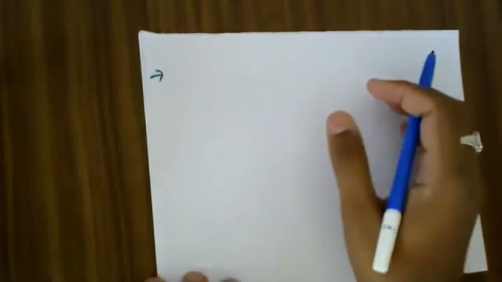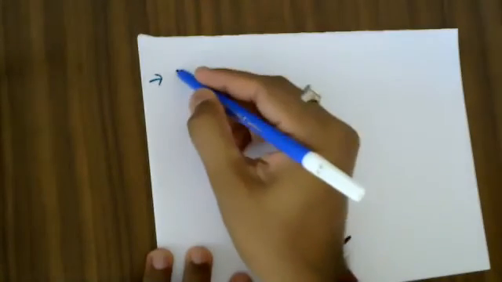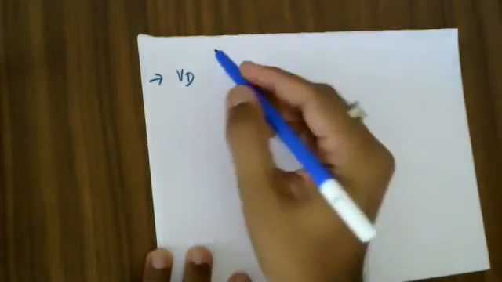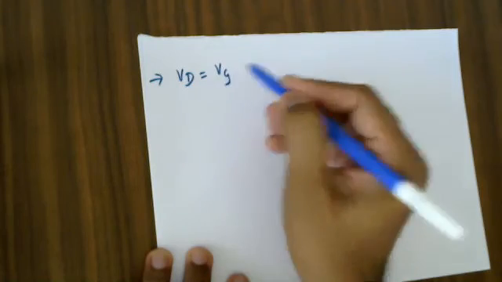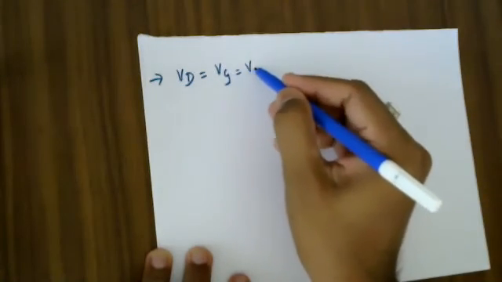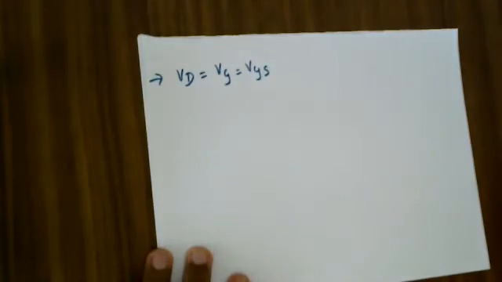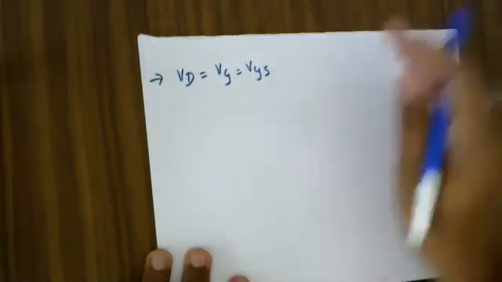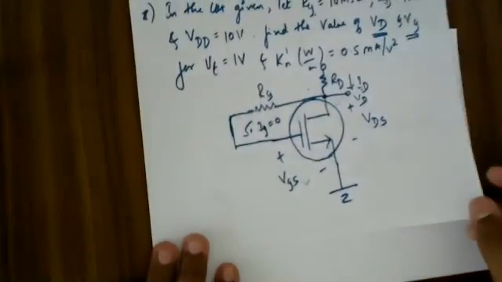Now, how to solve this numerical? We go back to the interaction that we have done on this drain to gate feedback resistor concept. In that, we started the discussion saying that my VD, the output voltage, is the same as the gate voltage, is the same as the gate to source voltage. My VD is the same as VG, is the same as VGS.